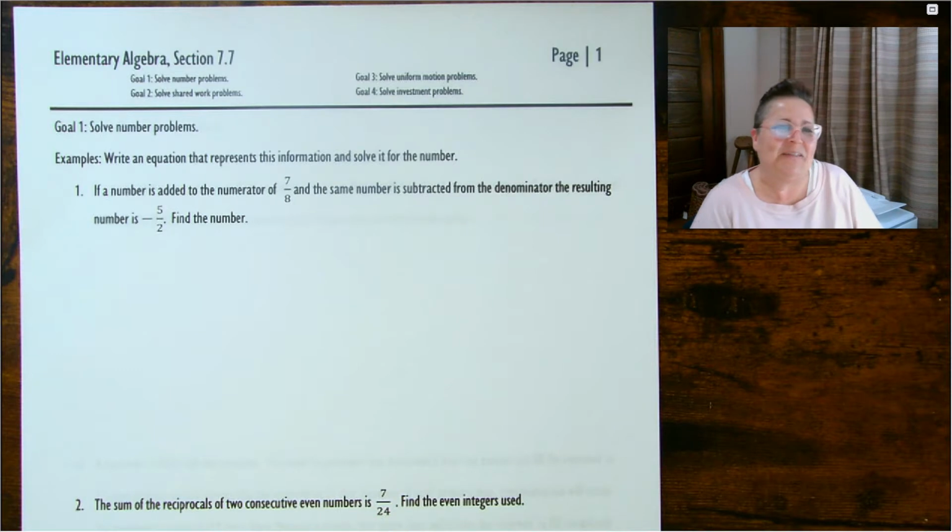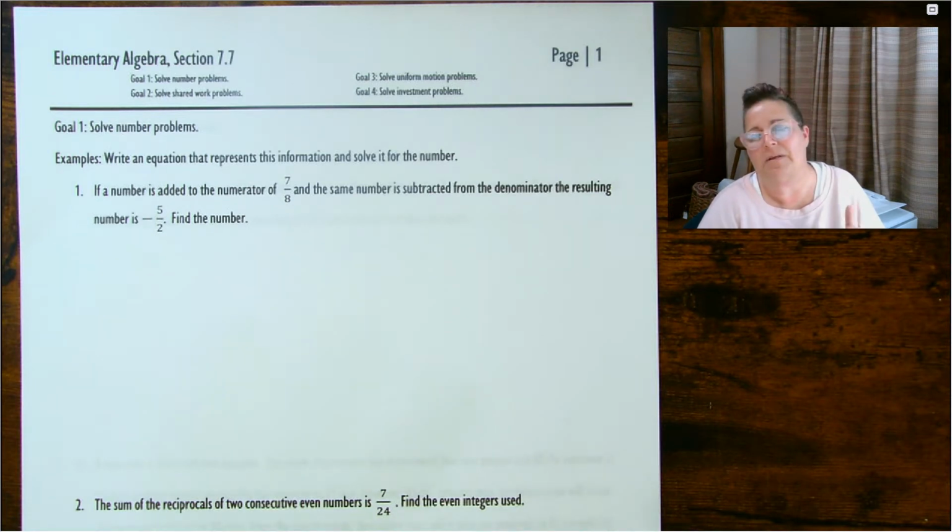All right, so there are four types of word problems that we're going to take a look at. The first are called number problems. The second is shared work problems. They're my favorite. The third are uniform motion problems. And the fourth are investment problems. Investments are problems involving I is equal to PRT. All right, so let's get started with the first type of problem.